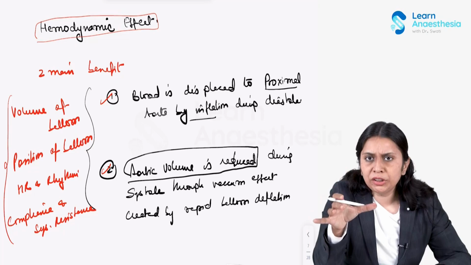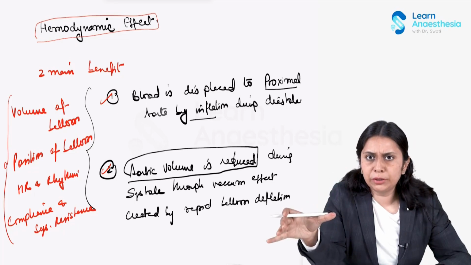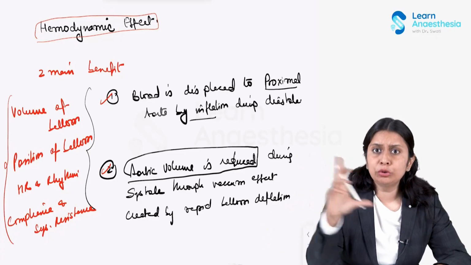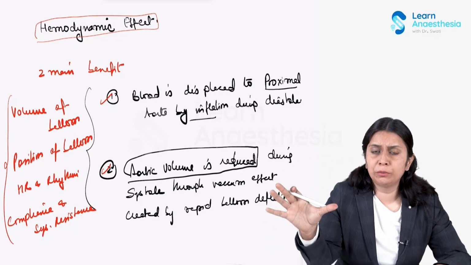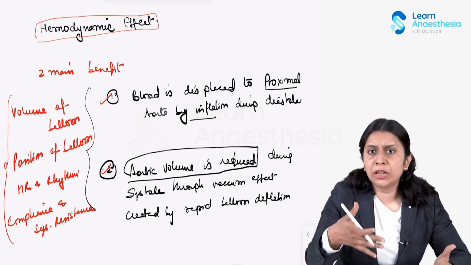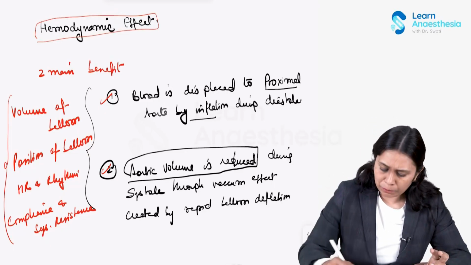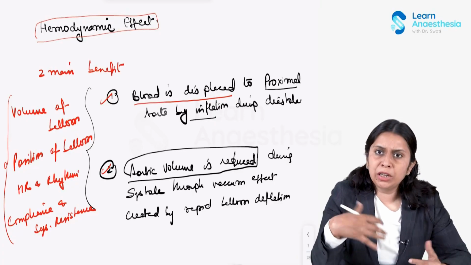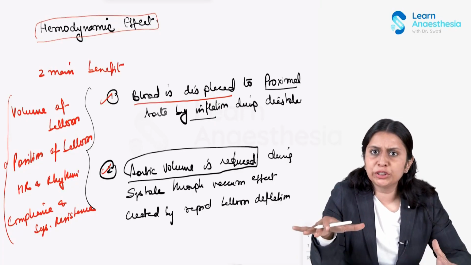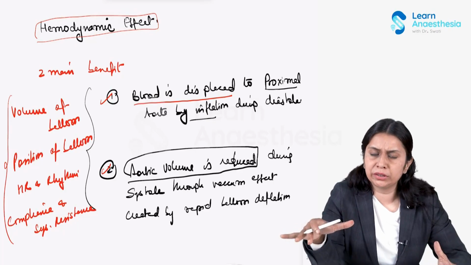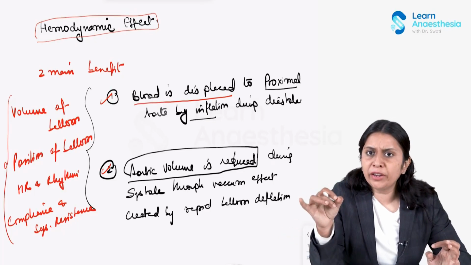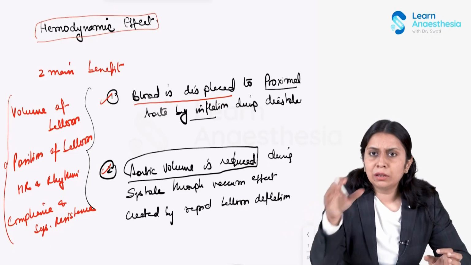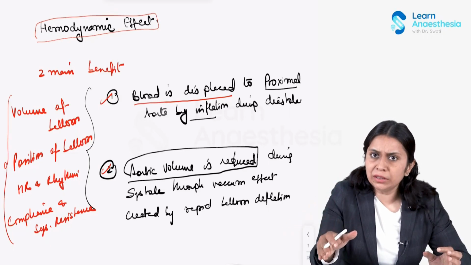So inflation augments diastolic pressure, deflation decreases systolic pressure. These are the two important benefits that we have to remember. Inflation augments diastolic pressure by displacing the blood in the proximal aorta, so coronary perfusion increases, diastolic pressure increases. And due to the vacuum effect created by sudden deflation during systole, the systolic blood pressure of the patient will decrease.